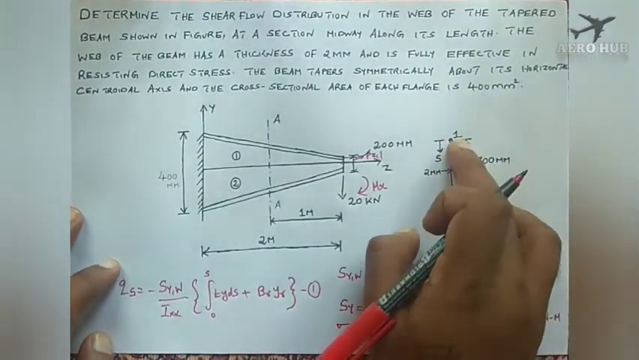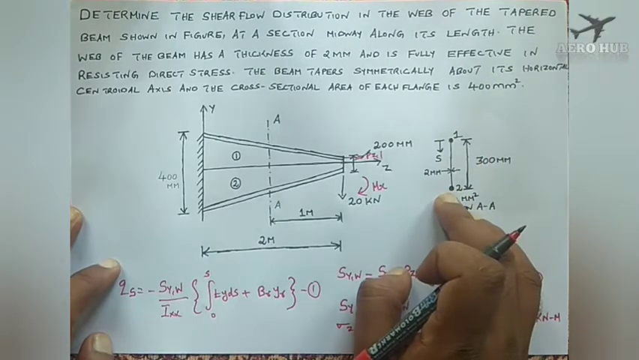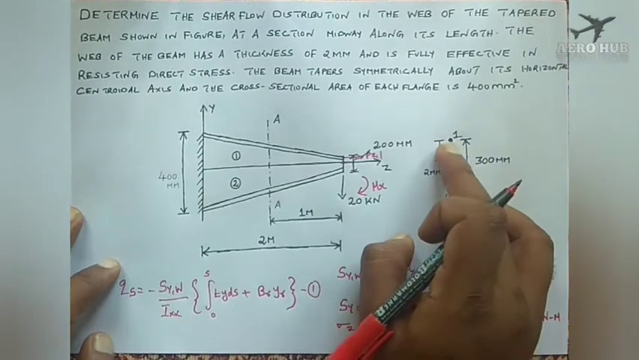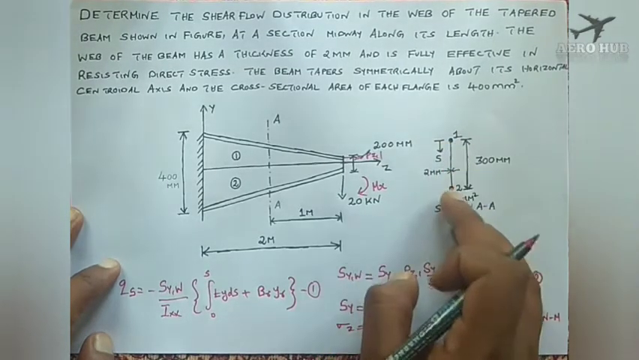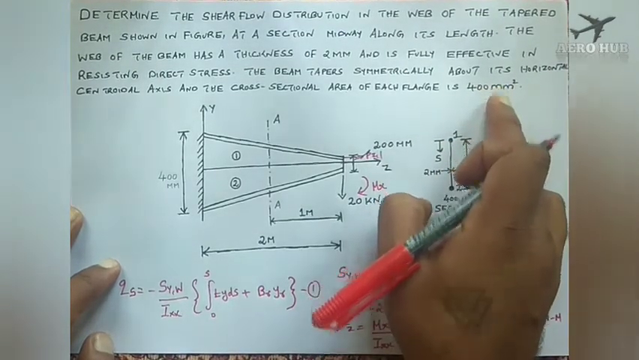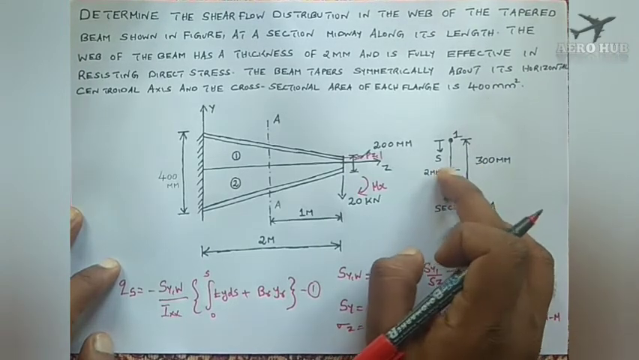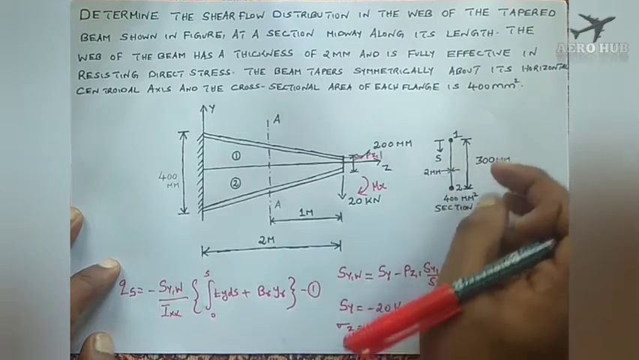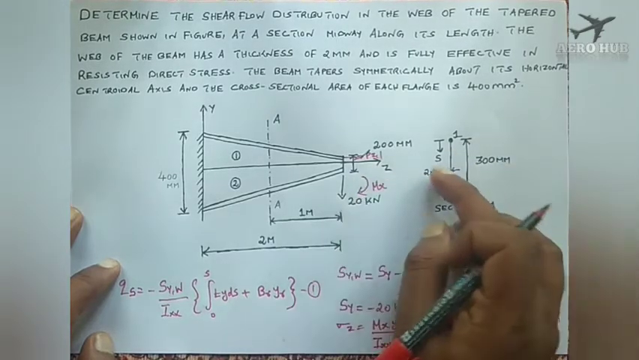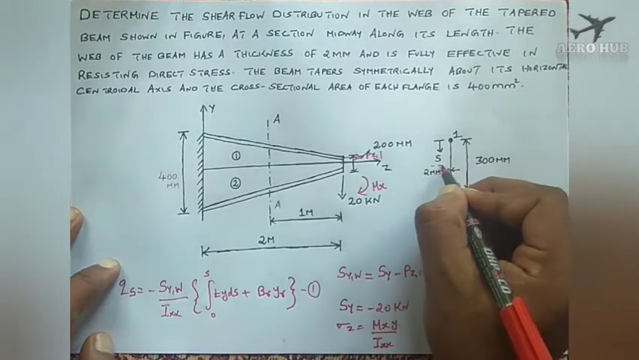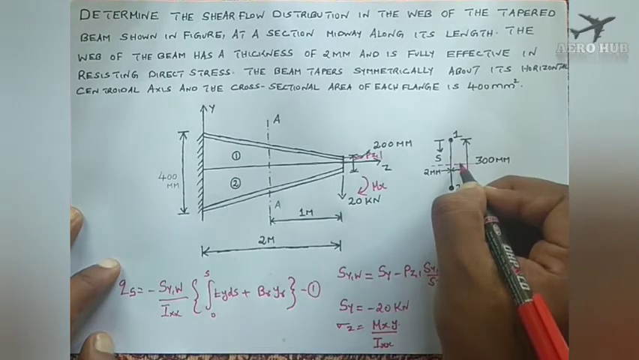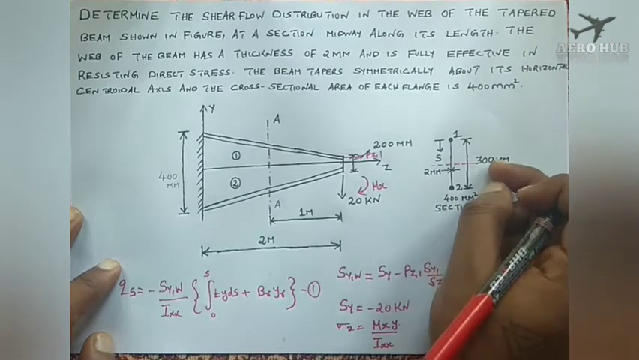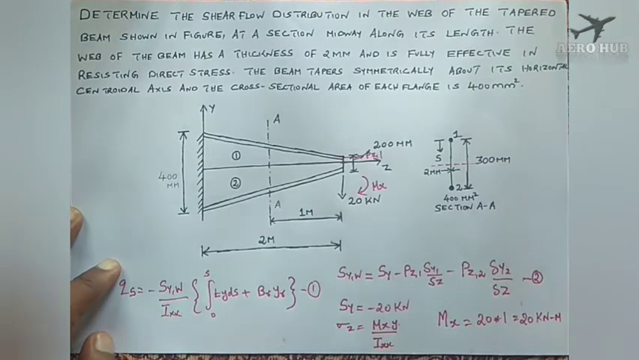We have two flanges at point 1 and 2, and the flange area is 400 millimeter square. So we have the value of n as 2 and A is 400 millimeter square, and the value of y is the distance of these flanges from the neutral axis. Since the section is symmetric about the z axis, this will be the neutral axis, and the total distance from the neutral axis to both the boom areas will be 300 by 2, that will be 150.